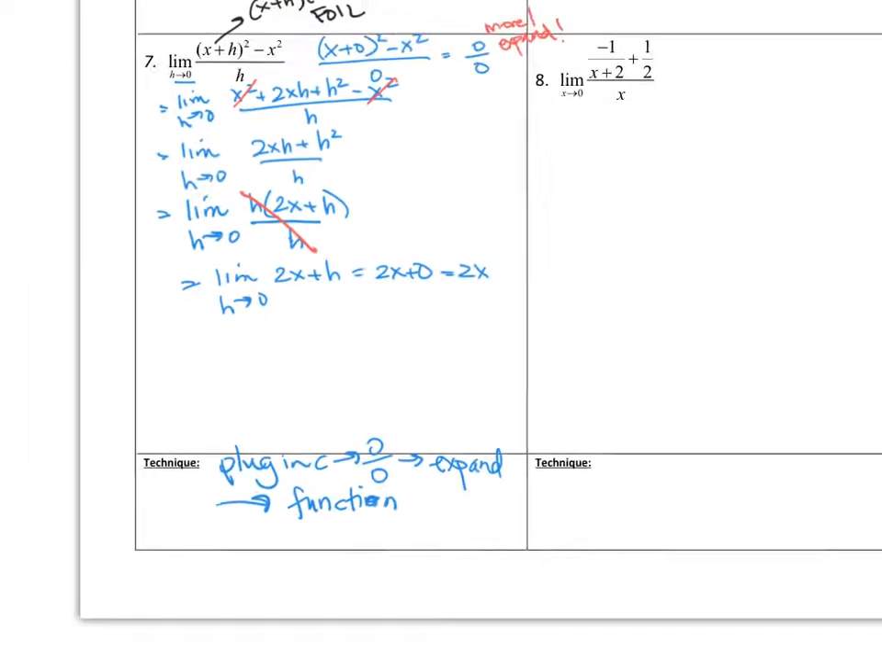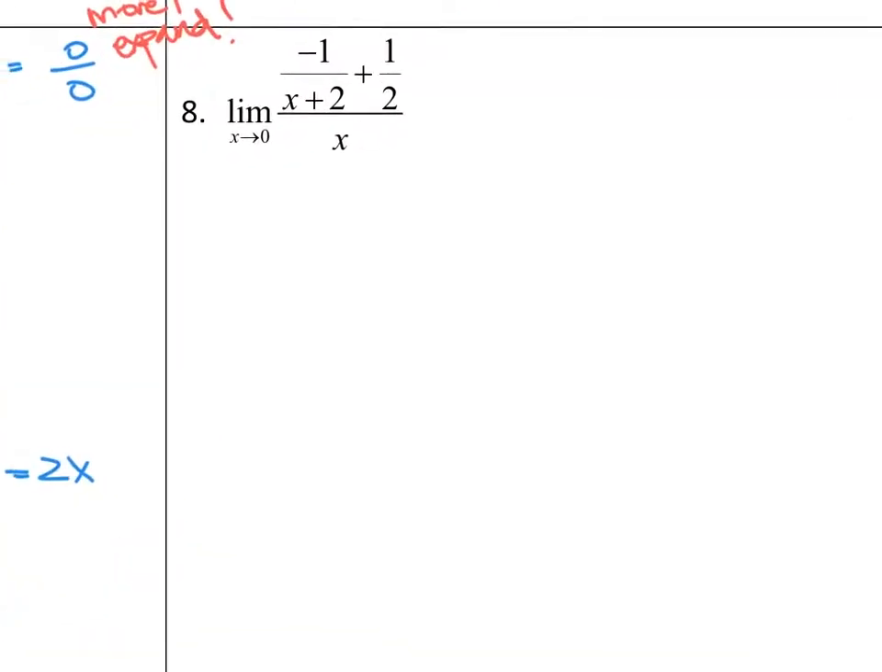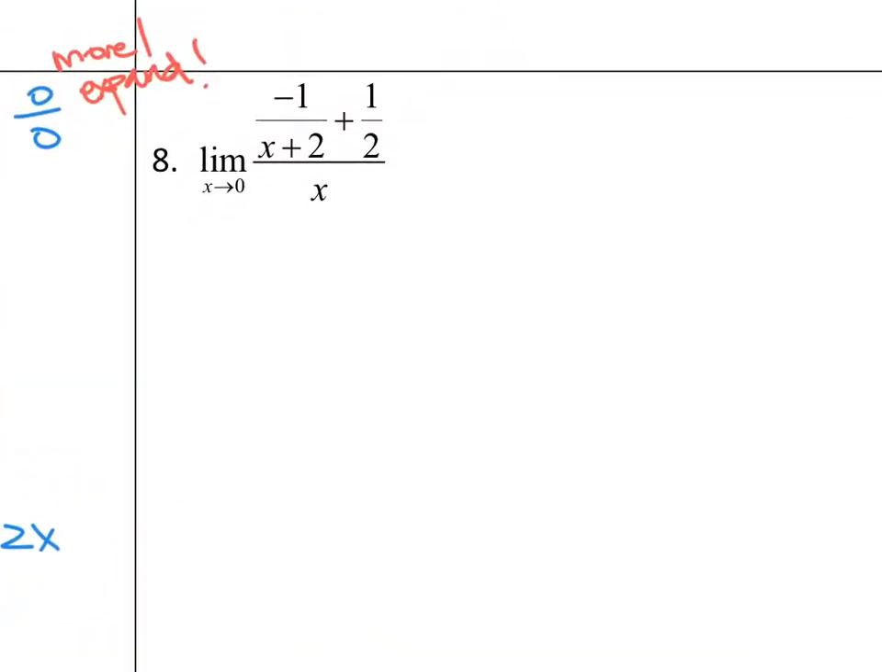All right, onward we go. Number 8. So we're heading to 0. We are going to initially plug that in for x. And if you notice, this gives us negative 1/2 plus 1/2. We would get 0 over 0, which means there is more to do.